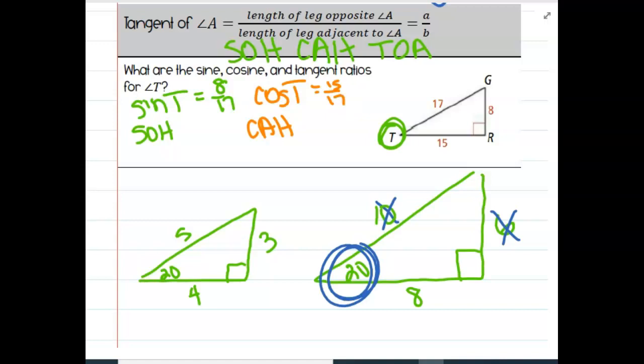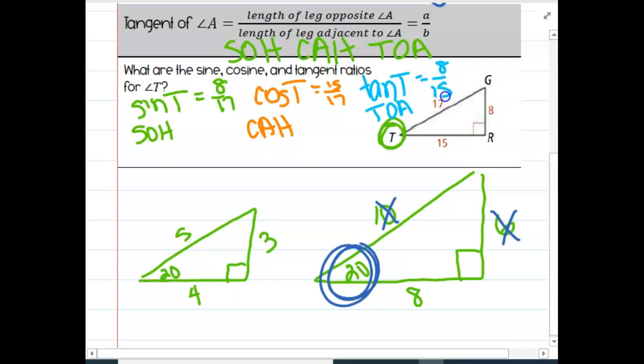And then lastly, to find tangent of T. Tangent's going to be that last one, TOA, opposite over adjacent. So once again, looking at angle T, we're going to take the side opposite, which is 8, over adjacent, which is 15. So 8 over 15.